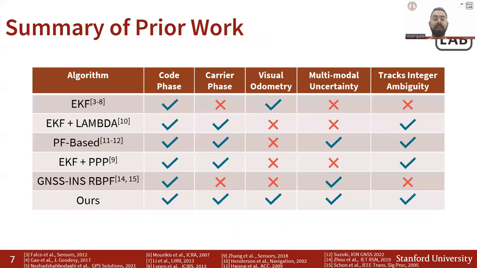Here is a summary of prior work on filtering for sensor fusion. We categorized these works based on their support for code phase measurements, carrier phase measurements, and visual odometry, as well as whether they characterize a multimodal uncertainty or track the integer ambiguity. To the best of our knowledge, our RBPF-based approach is the first that satisfies all of these criteria.